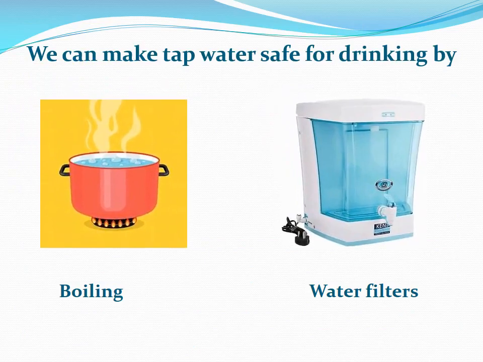There are two ways to make the water fit for drinking. First is boiling. We can boil water. By boiling, germs get killed and the water is fit for drinking. And the other method is to have water purifiers at your home. Water purifiers also make the water fit for drinking. So, what is your way to make the water fit for drinking?